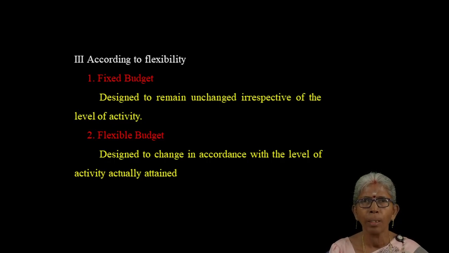For example, if we are running at 80% capacity and we plan to increase our capacity to 90%, we can prepare a flexible budget for 90% capacity.